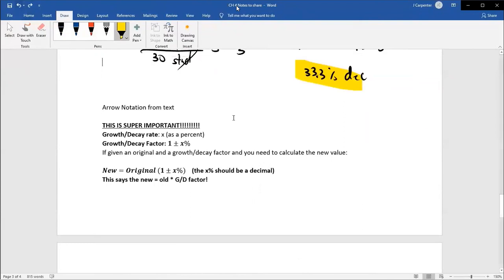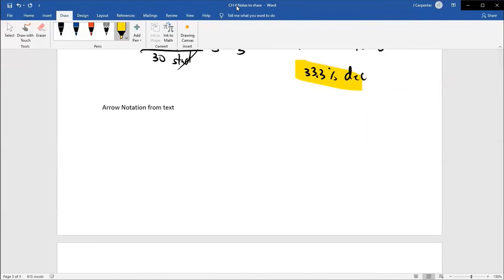All right, so next up, what we're going to talk about is the arrow notation from the text. You will probably never see this anywhere in the real world. This is something that our textbook author adapted. You will see it in the homework. You'll see it in the guided worksheets.